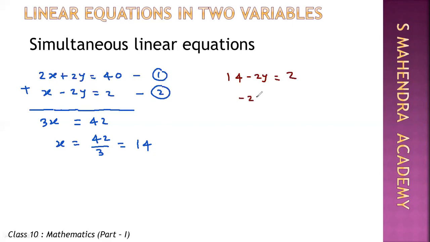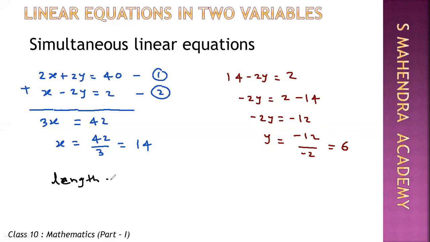So minus 2y is equal to 2 minus 14, minus 2y is equal to minus 12, and y is equal to minus 12 upon minus 2. So it will be 6. So the value of x will be equal to 14 and the value of y will be 6. Therefore the length of the given rectangle is 14 centimeter and the breadth of the given rectangle is 6 centimeter.